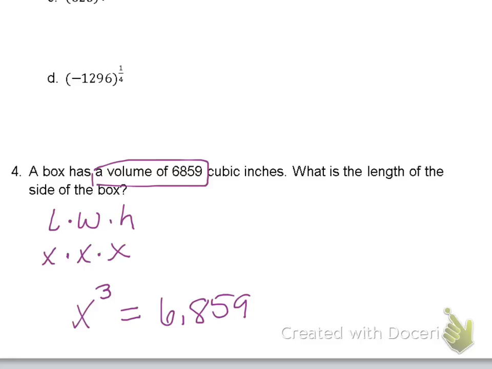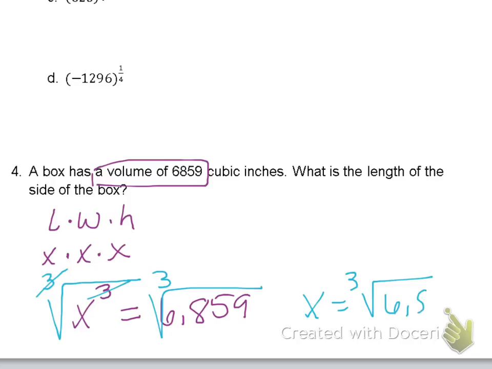Now one way to cancel out a cube is to do a cube root. So we would do cube root on each side because cube root and cube are inverse operations, just like square root and squared are inverse operations. So those would cancel each other out, and it would just become x equals the cube root of 6,859.